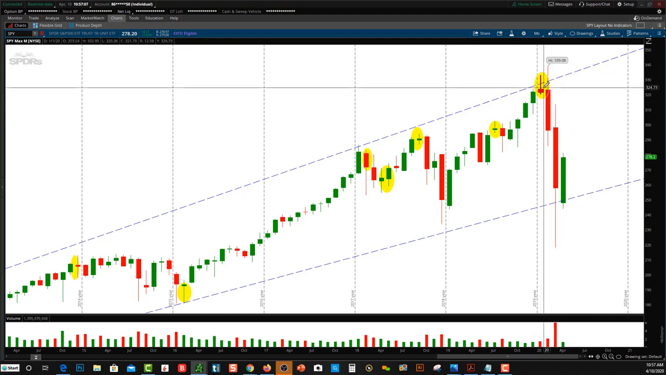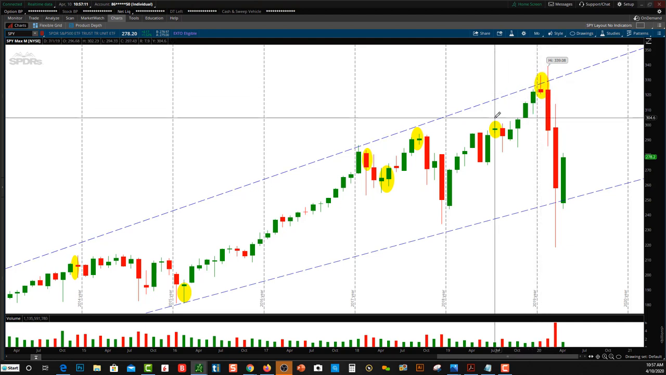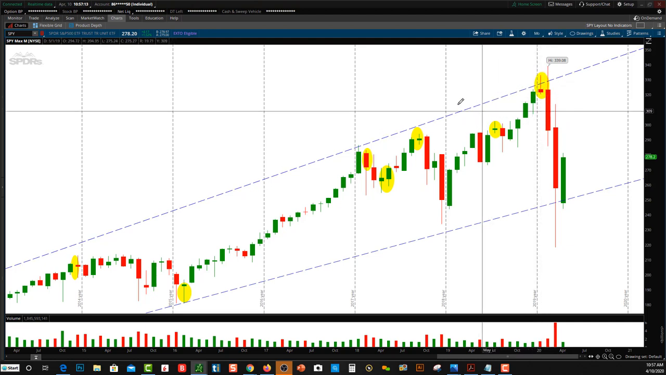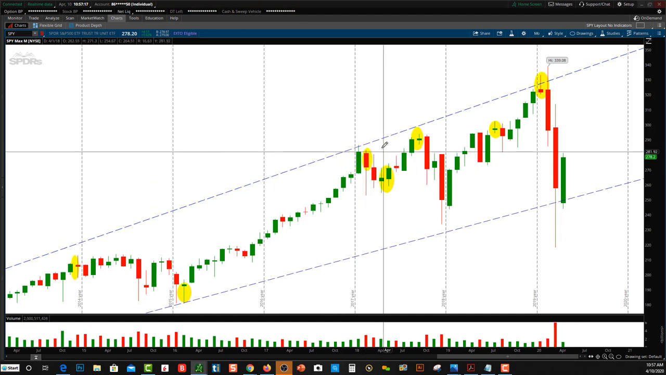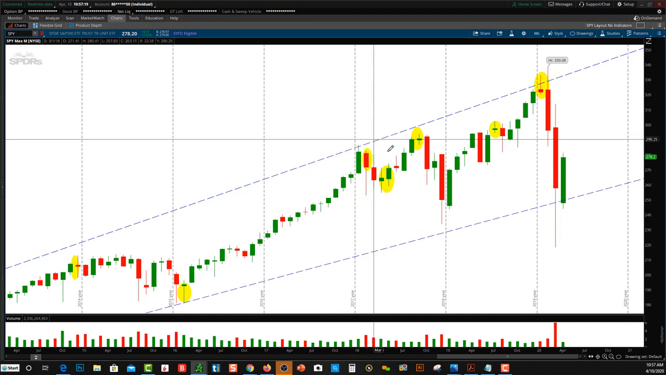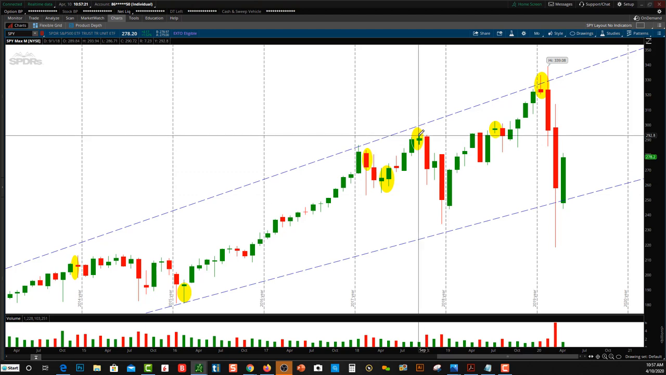All right, so look right over here. That's a huge reversal candle. I bring your attention to this one because all the other ones will start to make sense. Many times, just because there's a trend line up like this, it doesn't mean price will always go right back up there. You'll see here was a green one, right?